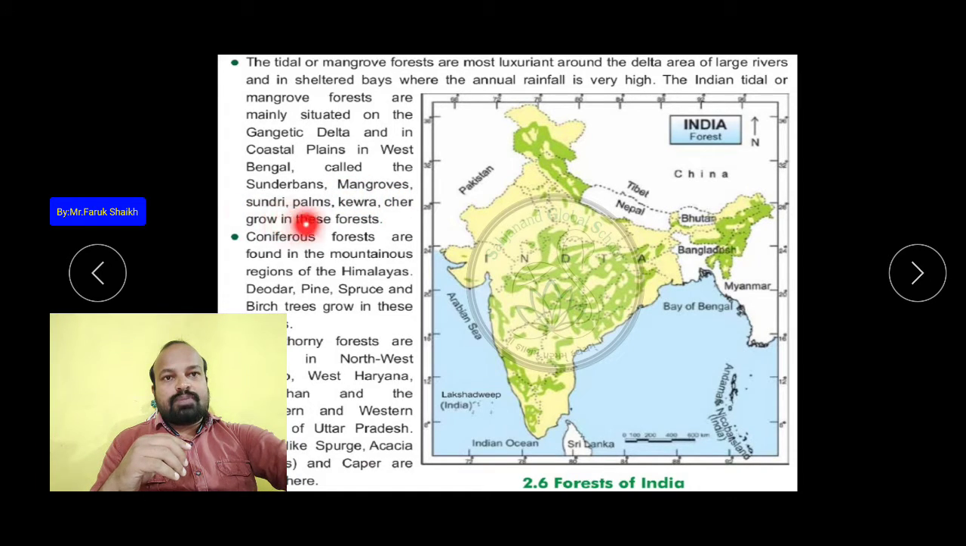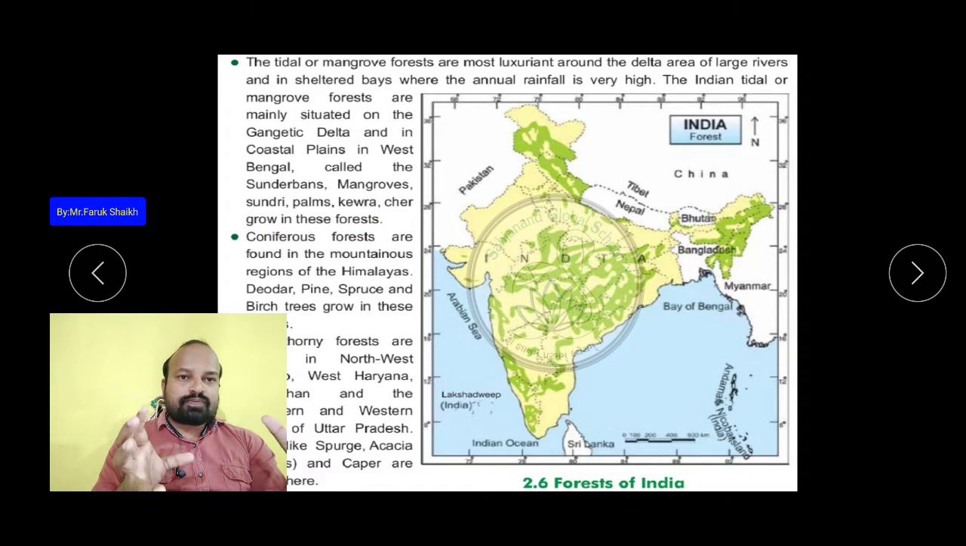Mangroves, Sundari, palm, keora and cane grow in this forest. What types of trees grow in this forest? The Sundari trees grow here. That is why these forests are known as the Sundarban. Palm trees, keora, cane: these trees grow in the tidal or mangrove forest.